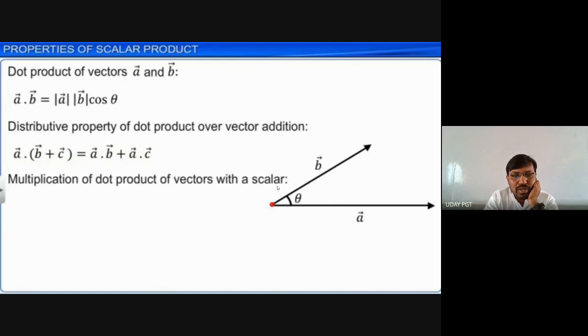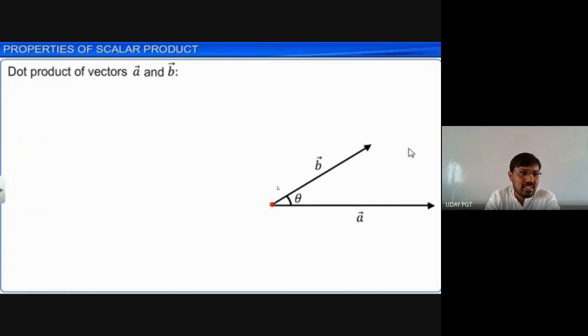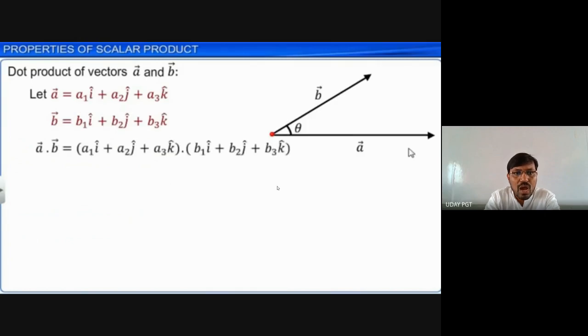Multiplication of the dot product of the vectors with a scalar: when you multiply the dot product by a scalar, you can multiply in any way. That scalar multiplication can be done to the first vector, or it can be done to the second vector. So how do we find the dot product of the two vectors? A vector is given to you like this: A1 i, A2 j, and A3 k. B vector is given to you as B1 i, B2 j, and B3 k.